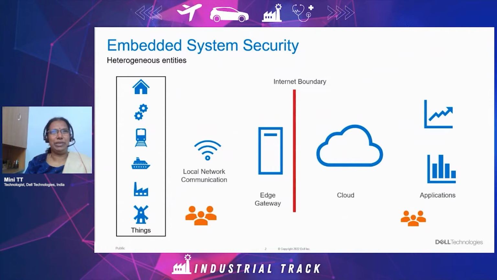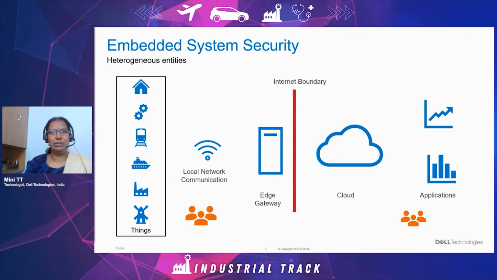If we look at a typical network in an embedded system view, we will see that there are different heterogeneous entities that are part of this network. On one end, we will see the things shown on the left side of the diagram. Those things will be communicating to various entities in the network, and it may reach an edge gateway. And from an edge gateway, we might be talking to the applications hosted in a cloud or an internet boundary. So that is the boundary.